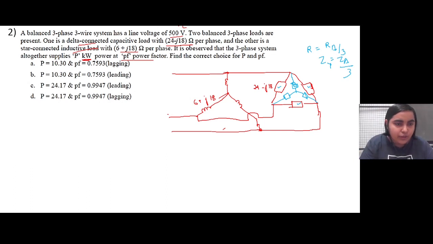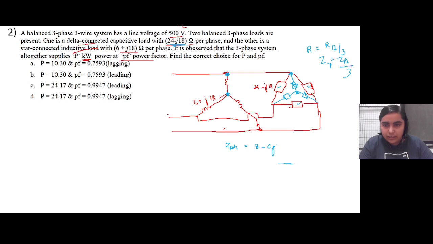So for each phase it will be 8 minus 6j, because it is given, 24 minus 18j, divided by 3. Now for each phase, what will happen is the branches will be connected in parallel with each other.